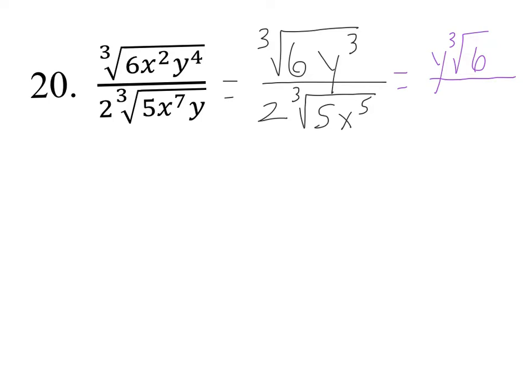I can also simplify x to the 5th. So x to the 5th could become x to the 3rd times x squared. So I can simplify this x to the 3rd because I'm looking for cubic roots. So that would be 2x, because that would be the cubic root of x cubed, and I would still have the cubic root of 5x squared. So now I have to rationalize this.